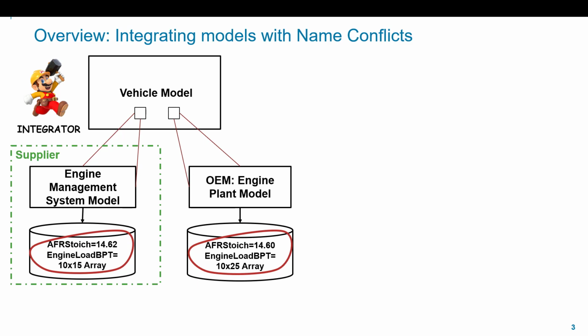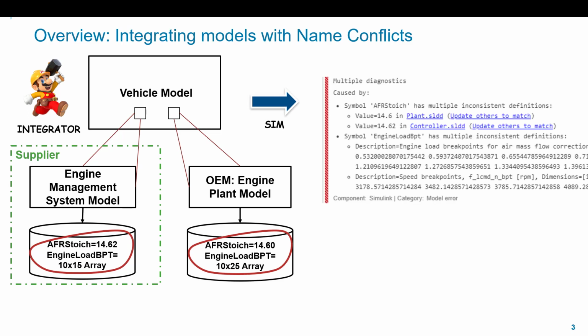Both these reference models have certain Simulink parameters redefined in their own dictionaries but with different values. Simulating the model results in the multiple inconsistent definitions error as shown. Before 22B, the integration engineer had two options. One, change the variable names in the vendor's data dictionaries and the models that use them, or perform independent hardware-in-the-loop simulations or integrate the generated code outside of Simulink. None of these options are simple or appealing.